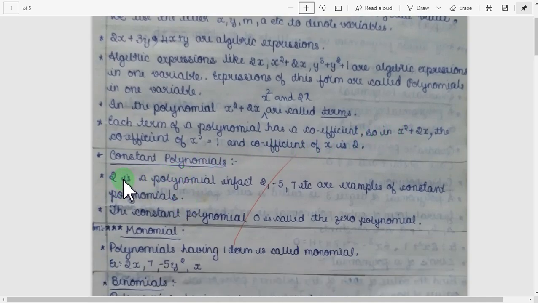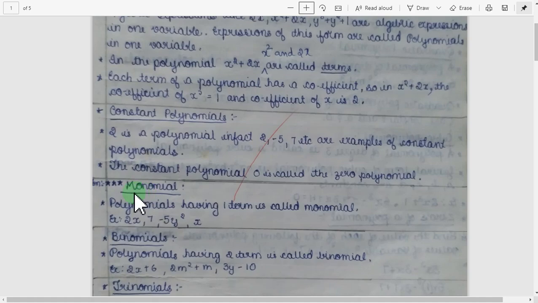Constant polynomial. If you write only the number 2, it is a polynomial. In fact 2, minus 5, 7 and so on are examples of constant polynomials, because 2, 5, 7 are constants. So this is called a constant polynomial. The constant polynomial 0 is called the zero polynomial.